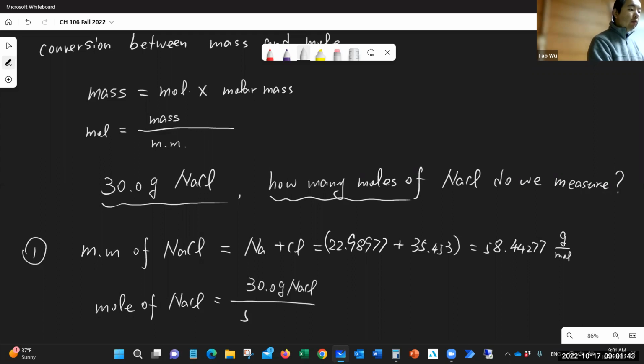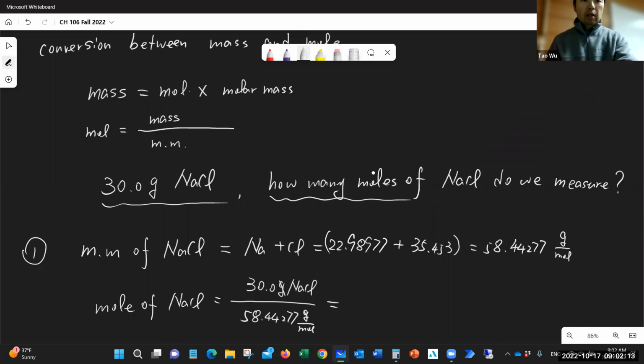So divided by 58.44277 grams per mole, the unit. If you look at the units here, you see gram on the top and gram on the bottom, so the grams cancel. Mole flipped up, so it just gives you a mole number. So if you look at the unit, you can figure out that this calculation will give you moles.